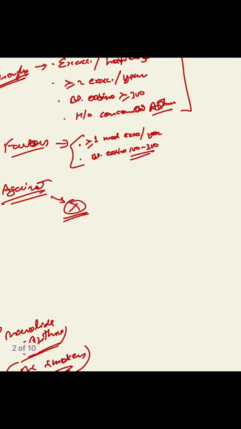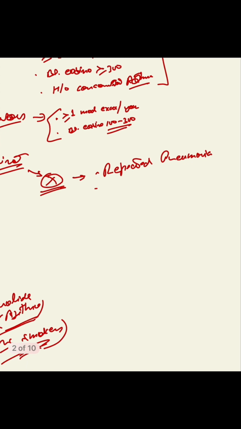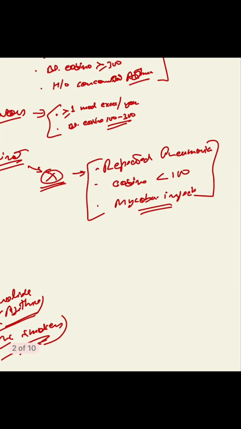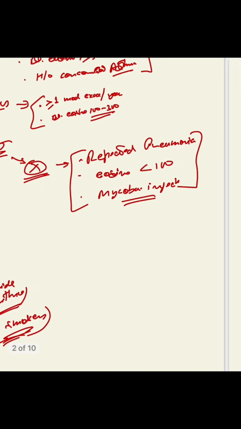Now, what is strongly against the use of ICS, that means in these patients we should not use it, is if the patients have repeated pneumonia events, if the eosinophils are less than 100, and if there is any evidence of mycobacterial infection. In these kinds of patients, of course, we know that with mycobacterial infections we generally do not use corticosteroids. So these are the 3 requisites where we should not use inhaled corticosteroids.